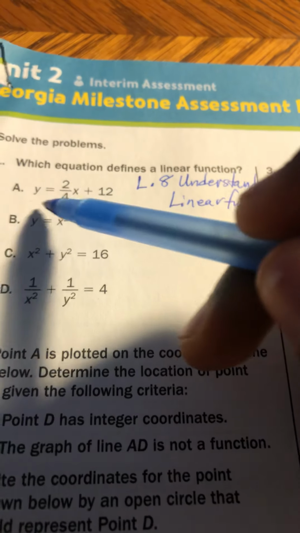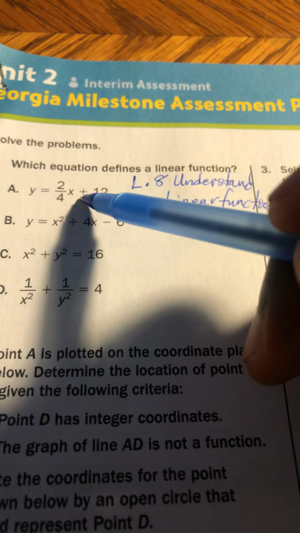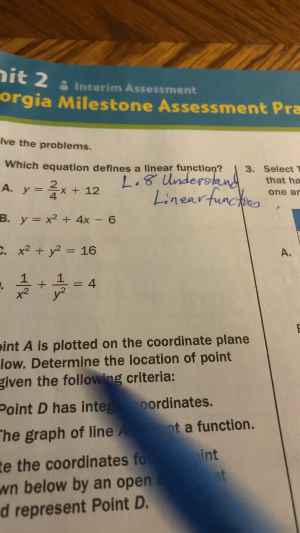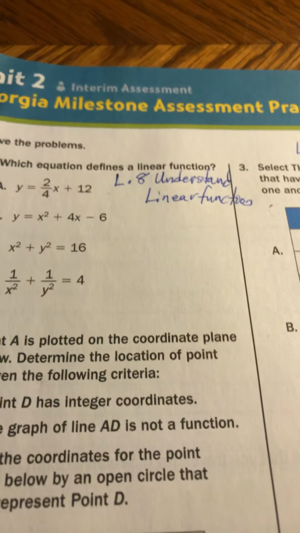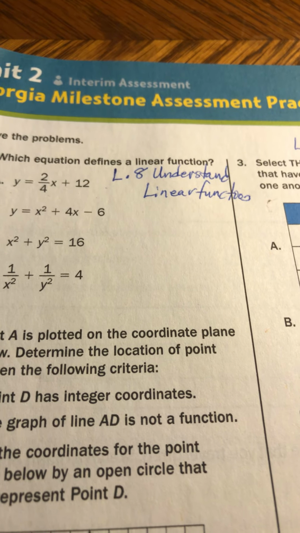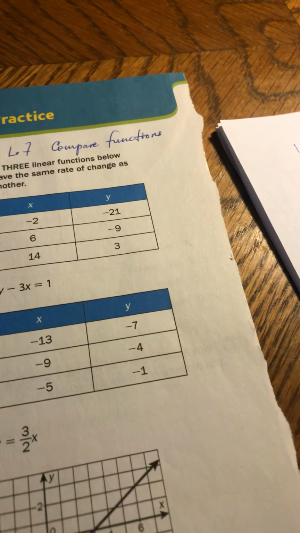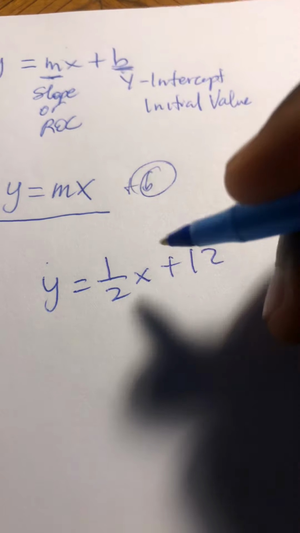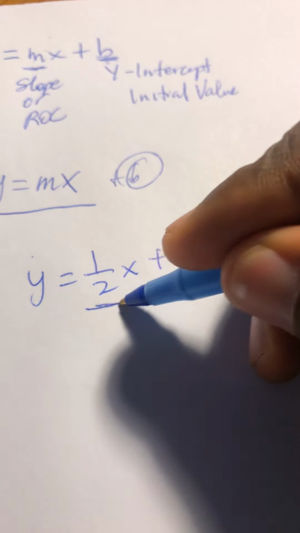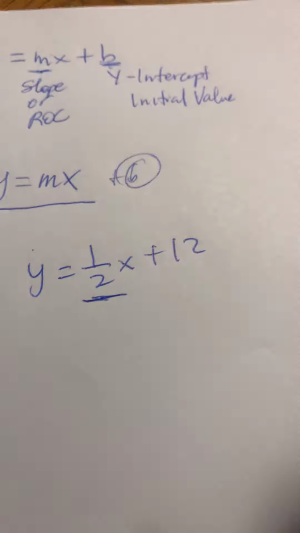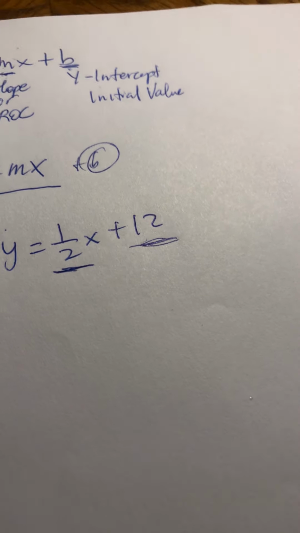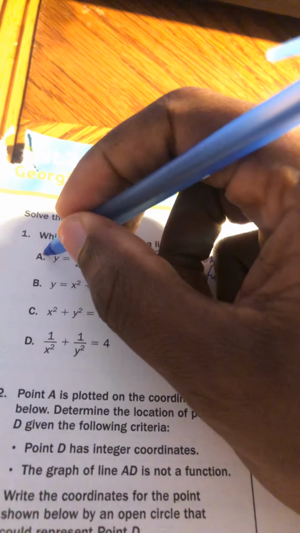Answer choice A says y equals 2 over 4x plus 12. So this is in the equation form because 2 over 4 is 1 over 2, which is just a fraction. So y equals 1 over 2x plus 12 is in our equation form. This 1 over 2 is our slope, or rate of change, and this 12 is our y-intercept, or initial value. So our answer for question number 1 is going to be A.